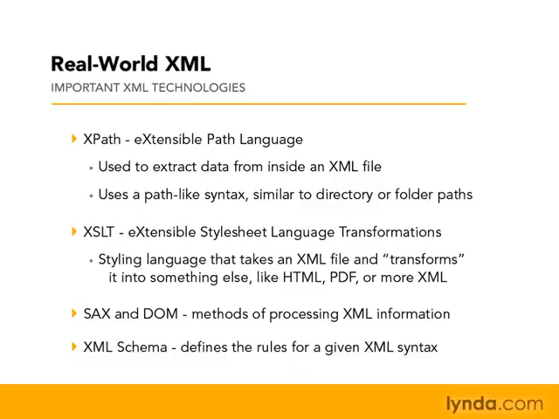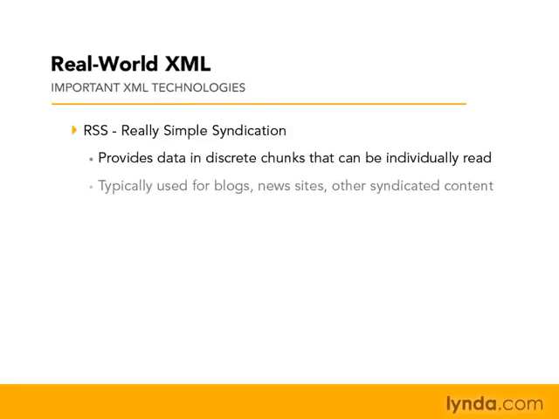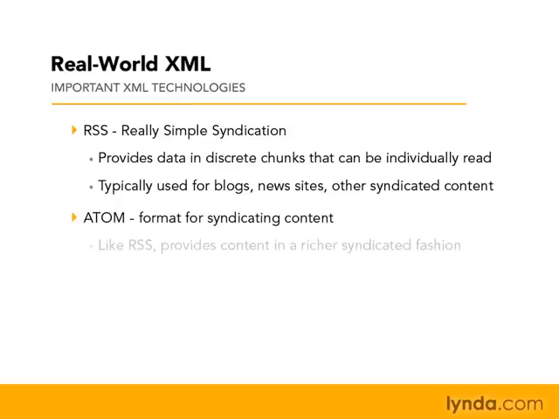In this title, we'll take a look at some formats like RSS, which stands for Really Simple Syndication. And this provides data in discrete chunks that can be read individually. And you've probably seen this in blogs or news sites or other syndicated content. If you own a TiVo, for example, TiVo actually makes the items that are recorded on your TiVo available as an RSS file.